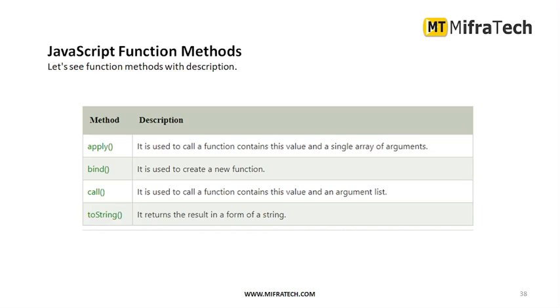Some JavaScript function methods: apply, bind, call, toString. Apply is used to call a function with a this value and a single array of arguments. Bind is used to create a new function. Call is used to call a function with a this value and an argument list. toString returns the result in the form of a string.